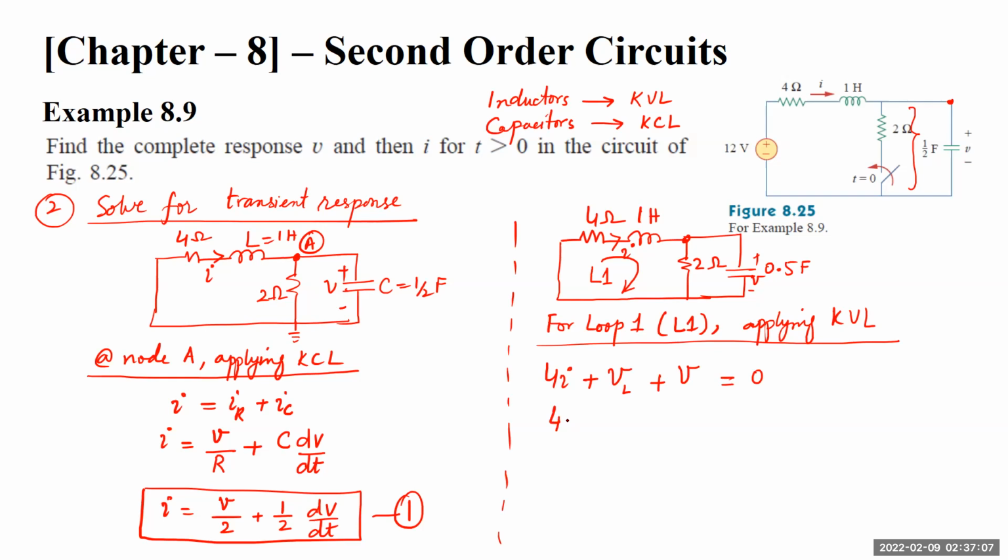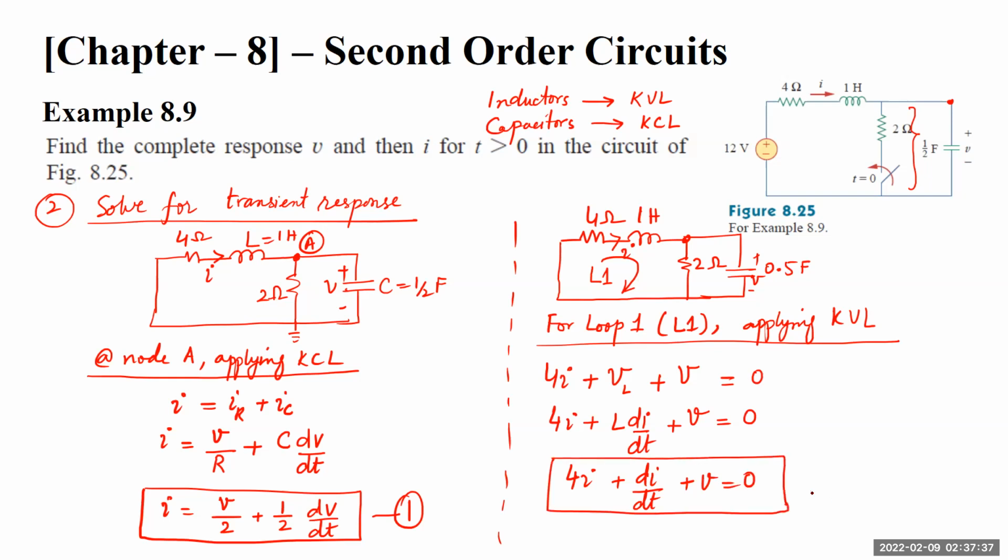So what we get: 4I plus VL, which is L times di by dt, plus V, keeping I in terms of V. Putting in the values and simplifying, inductance is 1, so 4I plus di by dt plus V equals 0. So this is basically our equation number 2.